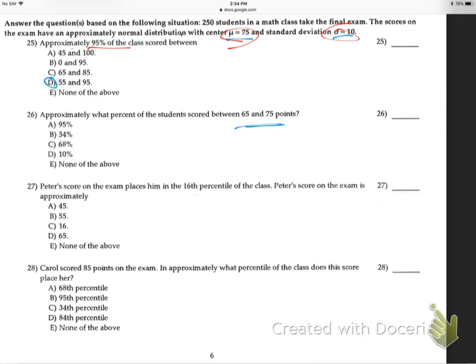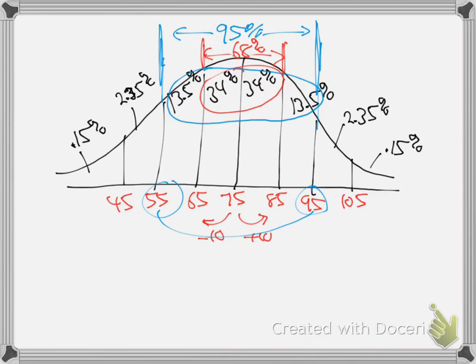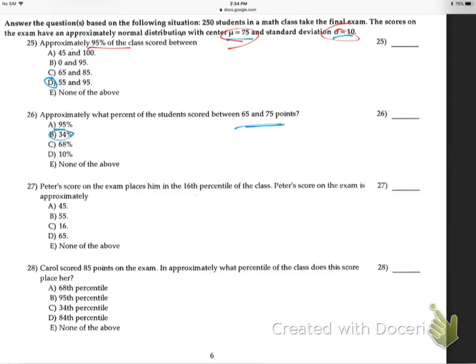So this is some kind of math exam and how they did on the exam. What percentage of the students got between 65 and 75? So let's go look at that. Here's 65, here's 75. 34%. There it is. Next question.